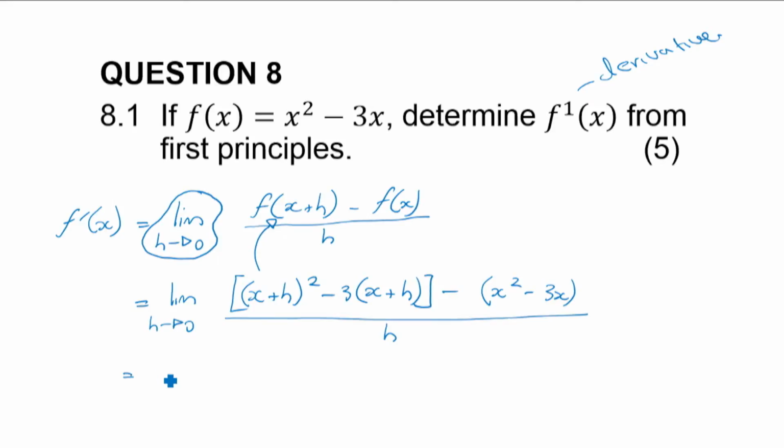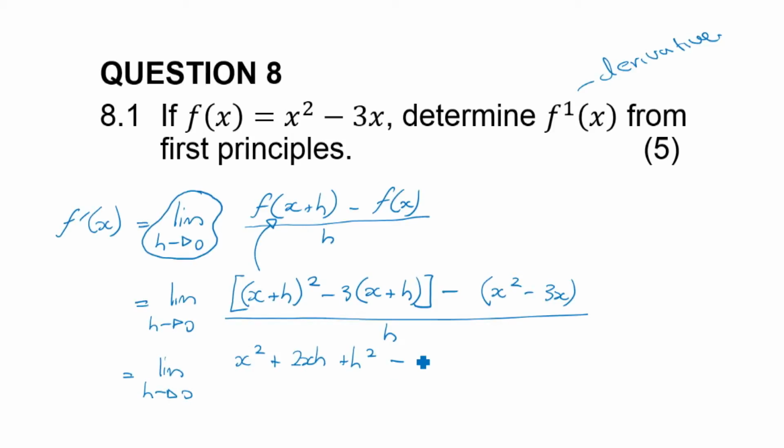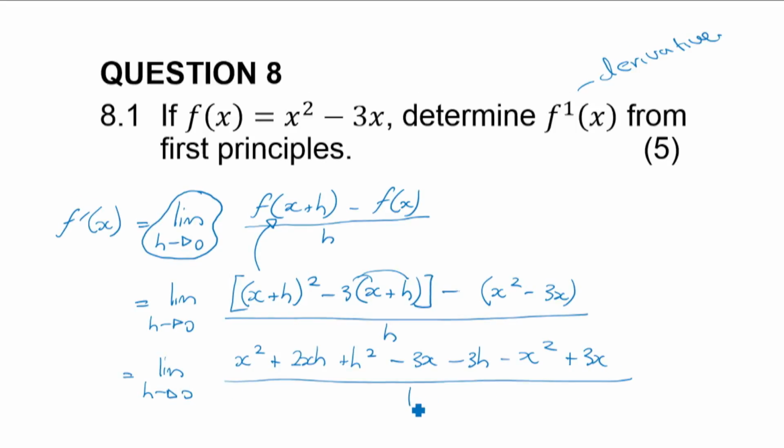Okay, now we're going to simplify. FOIL, distributive law. Over here you're going to have x squared plus 2xh plus h squared for the first bracket. Minus 3x, distributive, minus 3h. Let me show where that comes from. Now we're going to have minus x squared plus 3x, and all of this divided by h. Let's see what cancels. So x squared cancels over there. 3x cancels. 2xh plus h squared, that one we know, over h.